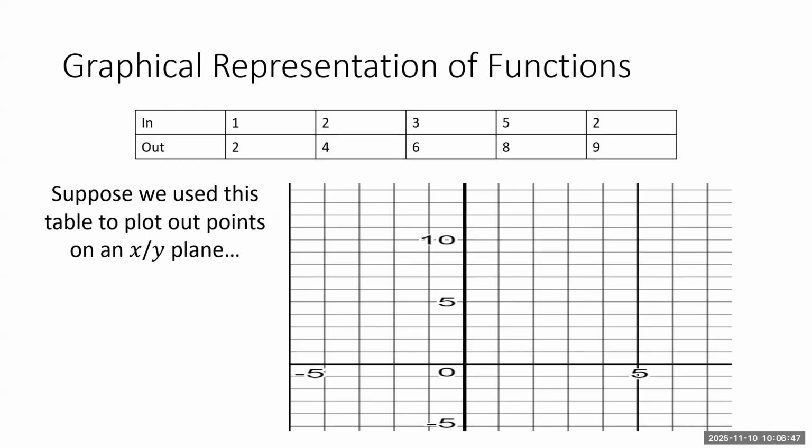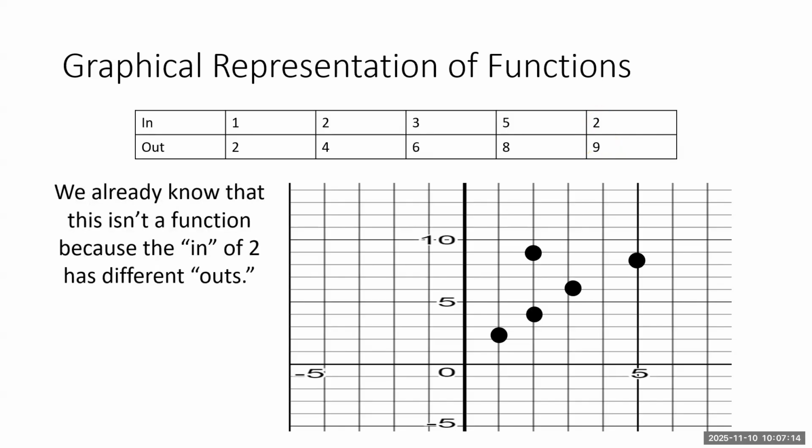And what I'm going to do is take each of the coordinate pairs, (1, 2), (2, 4), (3, 6), (5, 8), and (2, 9). And I'm going to plot those each onto the graph, and I'm going to do this one at a time. I'm not drawing any lines between these points. I'm just allowing the points to exist on the grid.